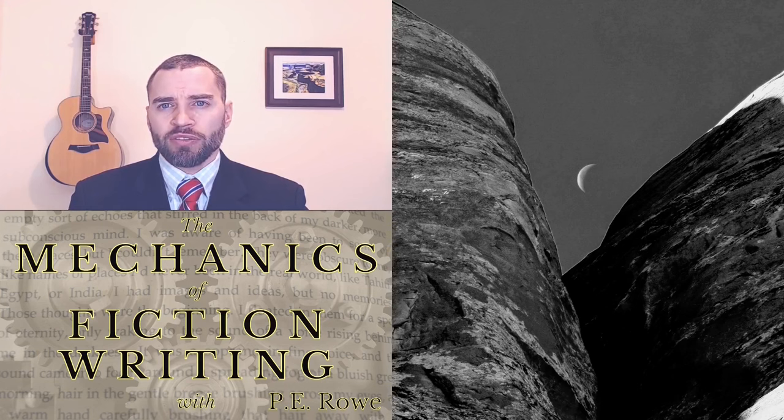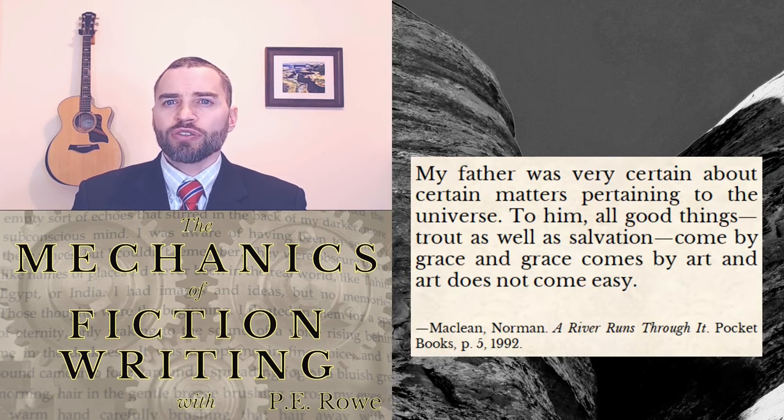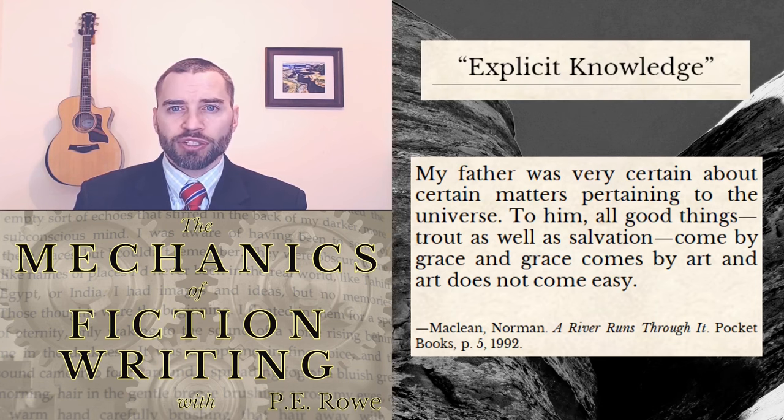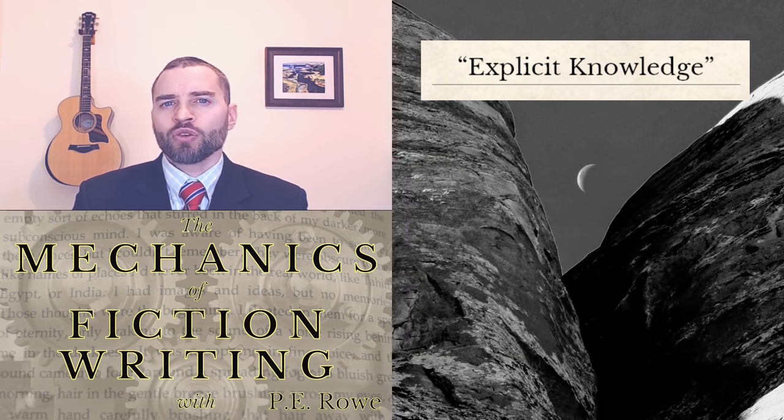Readers form an understanding of characters in multiple ways. Some of what they know about characters will come directly from the way the narrator describes the character, explicit knowledge. Here's Norman MacLean again. "My father was very certain about certain matters pertaining to the universe. To him, all good things, trout, as well as salvation, come by grace, and grace comes by art, and art does not come easy." This is Norman's narrator telling the reader something specific about his father's character directly.